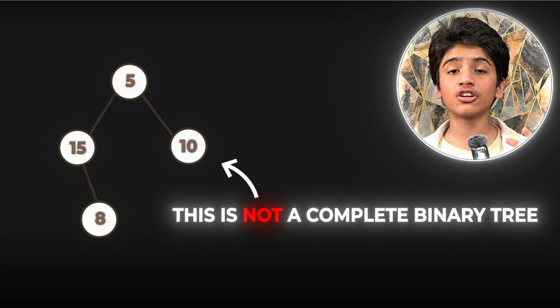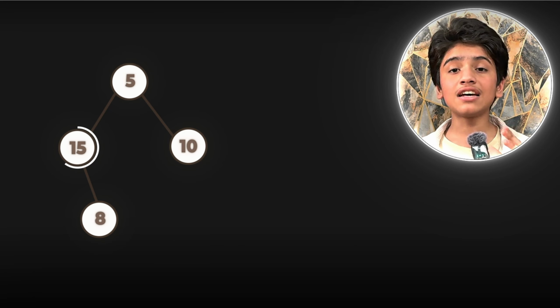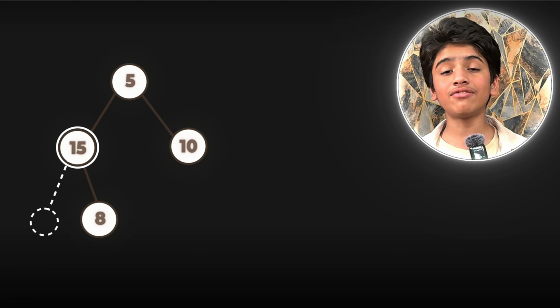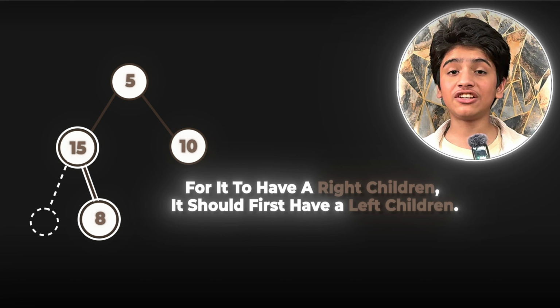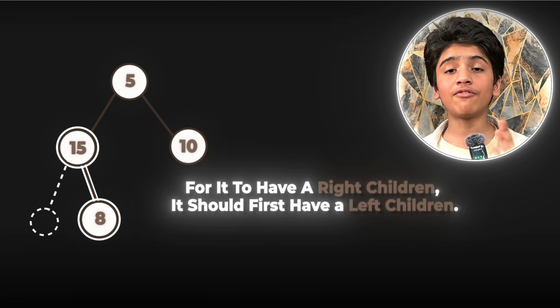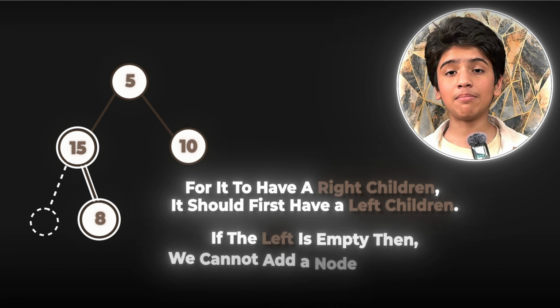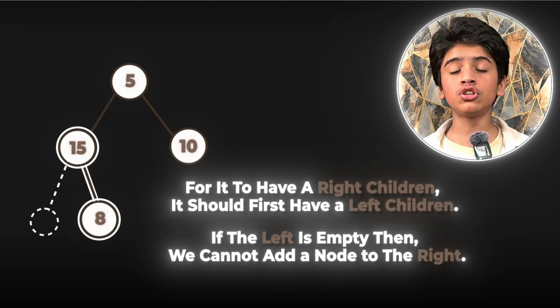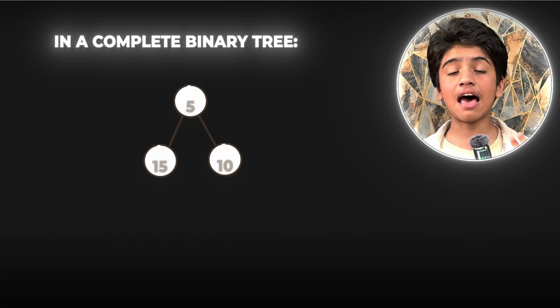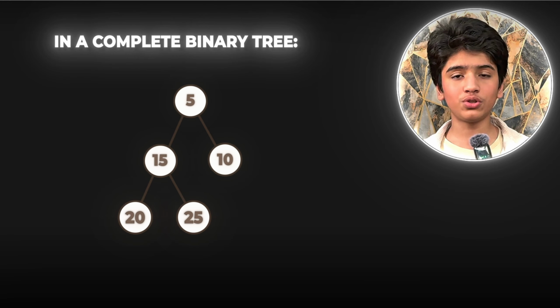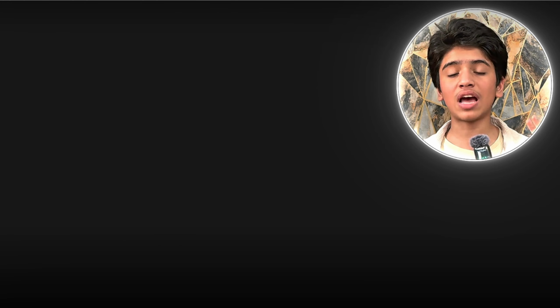Now this is not a complete binary tree. The last node doesn't have a left child, it just has a right child. For it to be able to have a right child, it should first have a left child, since in complete binary trees we have to go from left to right, meaning if the left is empty, then we cannot add a node to the right. And in complete binary trees, the last nodes can have 0, 1 or 2 children. So they are not just limited to having 2 children.